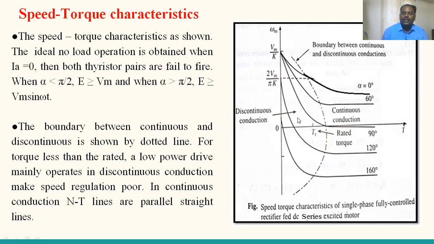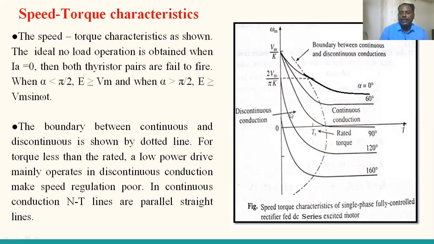But in continuous conduction, you can observe the characteristics which are somewhat hyperbolic in nature. Yes, this statement belongs to the separately excited motor. That is the reason this wrong statement has come here. Yes, you have to modify that. The speed torque curves are hyperbolic in nature.